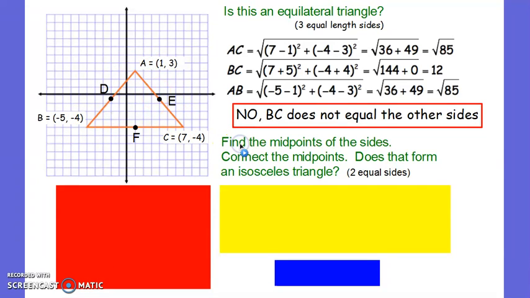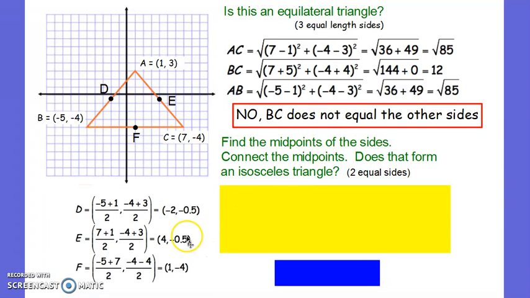Well, could we then also figure out that if we connect D, E, and F, right, find those midpoints of the sides, well, take all of the points, we're going to add up all the x's, divide by 2. So if I want to find point D, I'm going to add 1 to -5 and divide by 2. And if I want the y-coordinate, 3 to -4 and divide by 2. And notice I get a new coordinate. It's sort of 2 formulas in one. I found both x and y.